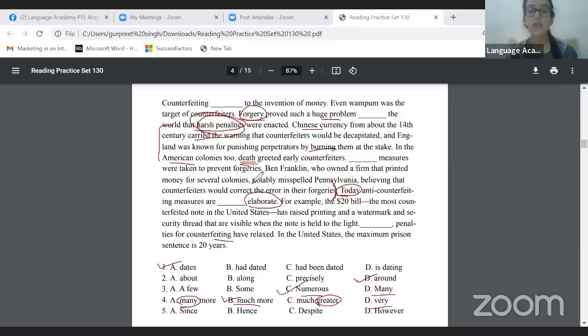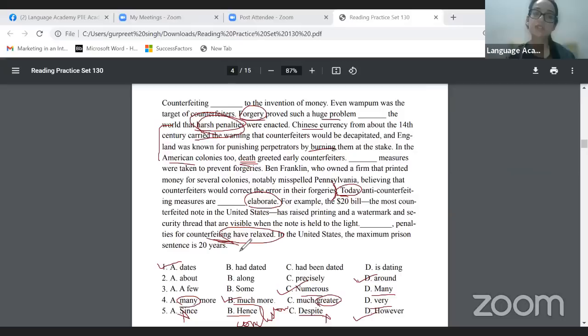So this is the contrast to what we previously said. And whenever we give a contrast, we always go with however. The second hint that however is the answer is that despite does not come with a comma, since does not come with a comma, and hence is used when we give a conclusion of the whole paragraph. Whatever we have said, we conclude the whole thing, then we say hence. But here we are not concluding the whole thing. We are just talking about one of the things, which is penalties were severe and now penalties have relaxed.